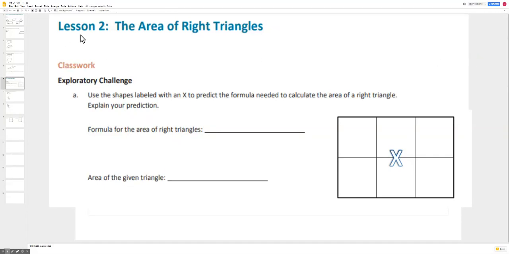Hello students. Today we're moving on with lesson number 2, the area of a right triangle. So the first thing we're going to do is talk about how we develop the area of the right triangle based on our understanding of a rectangle. And that's why this rectangle is over here.